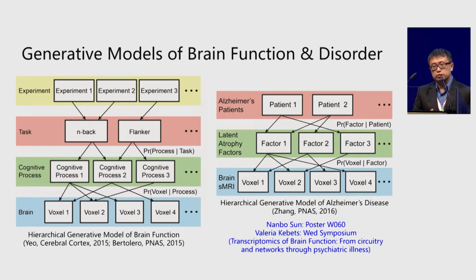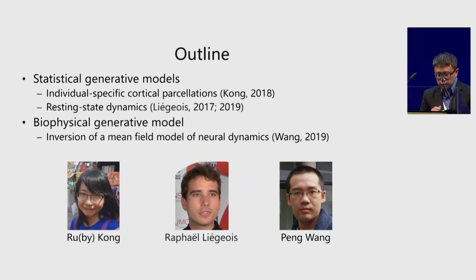For the rest of this talk, I'll focus on resting state fMRI. The rest of this talk is divided into 3 parts. The first part is about individual-specific cortical parcellation. In the second part, we will use a simple generative model for fMRI dynamics. And finally, we will talk about biophysical generative models.